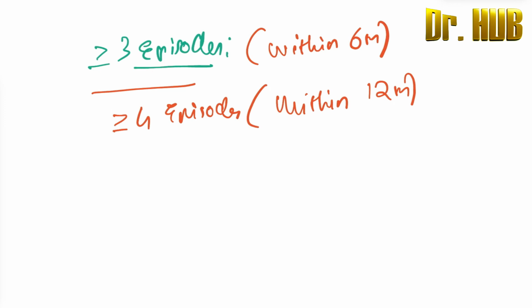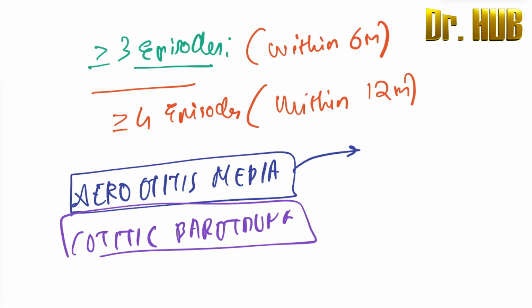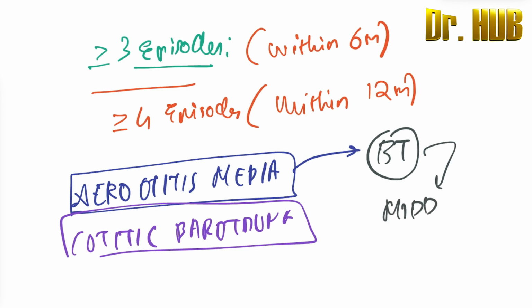Next we move on to aero-otitis media, or otitic barotrauma. So there is aero-otitis media as well as otitic barotrauma. The pathology here is a barotrauma to the middle ear, which we are calling BT to the middle ear.